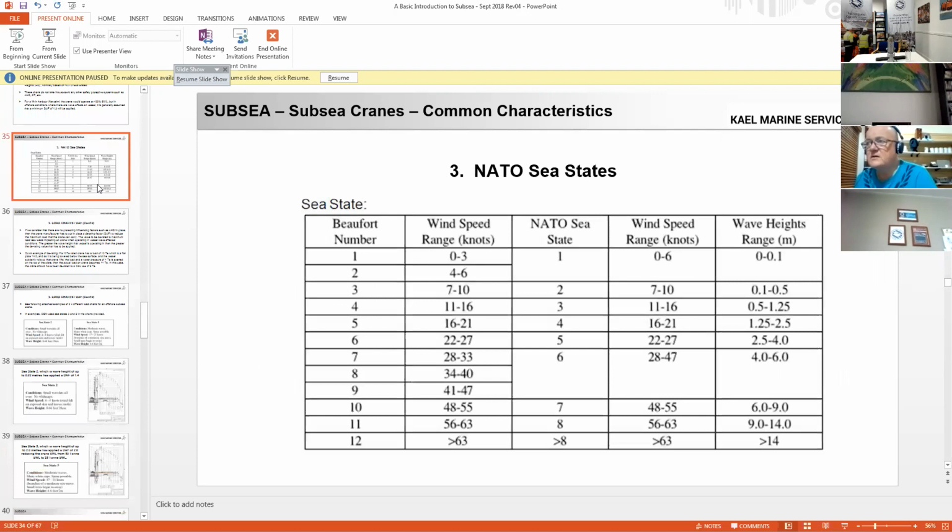Okay, those are the NATO sea states that I mentioned. If you look at the middle column there, that shows you the relative Beaufort number, wind speed, and the wave heights. It refers to the NATO sea states.